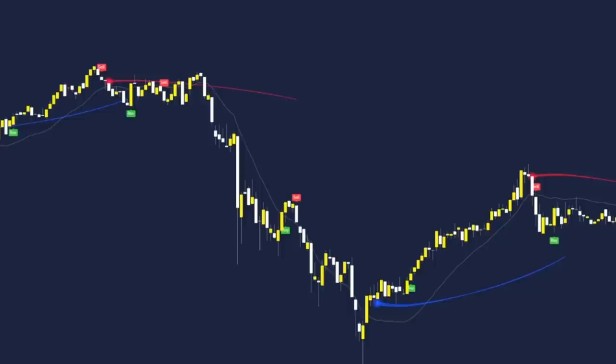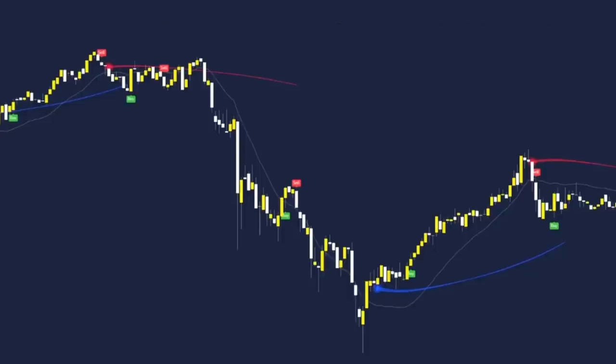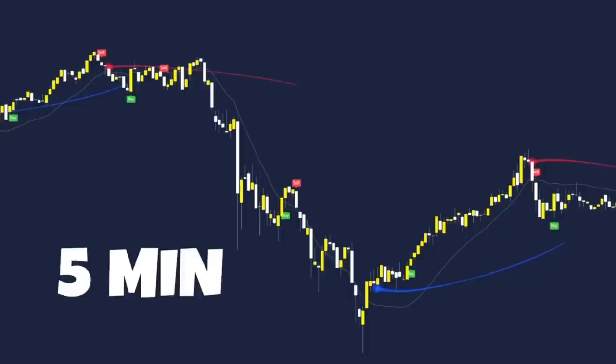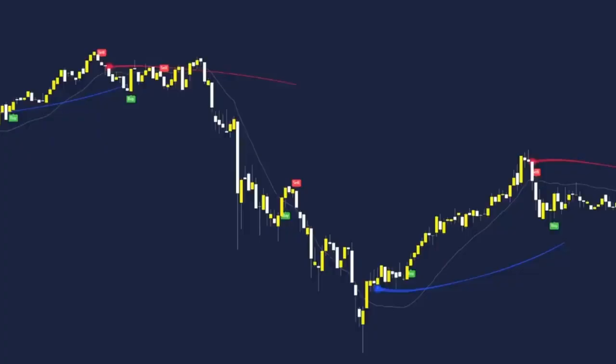Okay, so there is a couple of rules for trading this strategy. The first rule, of course, is that we want to focus on trading during main sessions. For this strategy, I am trading the 5-minute chart on Bitcoin USD. So naturally, we'll be focusing on the New York session. Trading the US session will mean we have the most volume and the most liquidity to be able to catch the best possible trends when trading.